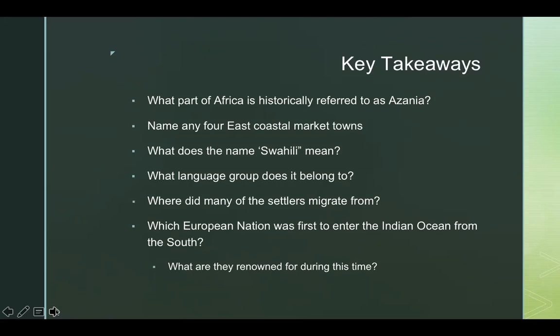Name any four East Coast or market towns. We went through a lot today. I'm sure you can just name a few, Kilwa, Mombasa, and so forth. What does the name Swahili refer to? What language group does it belong to? Where did many of the settlers on the East Coast, on the Swahili Coast, migrate from? Which European nation was the first to enter the Indian Ocean from the south? And what are they renowned for during this time? Just some things to think about as we go forward.